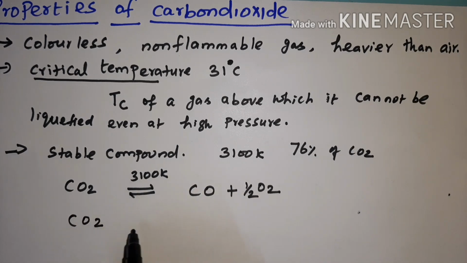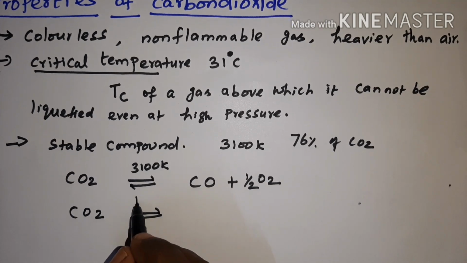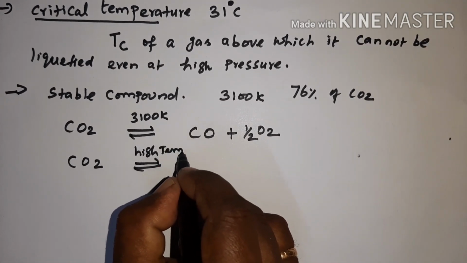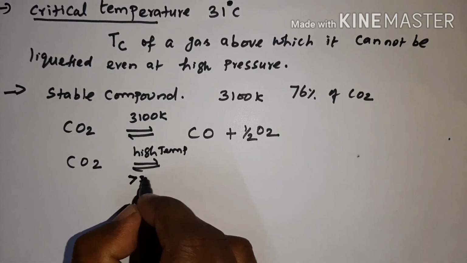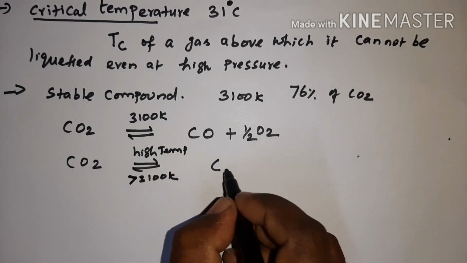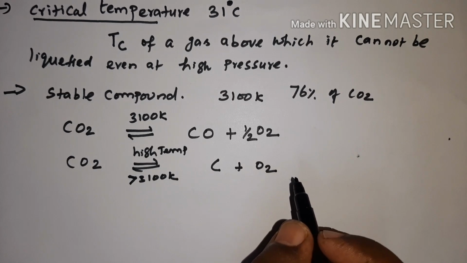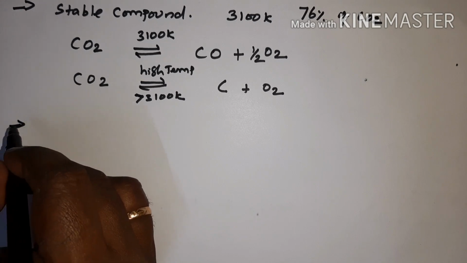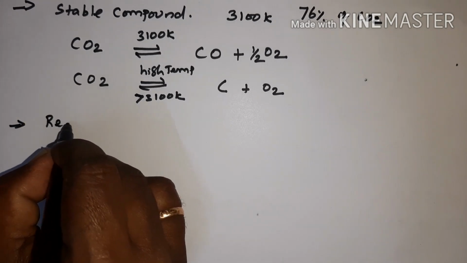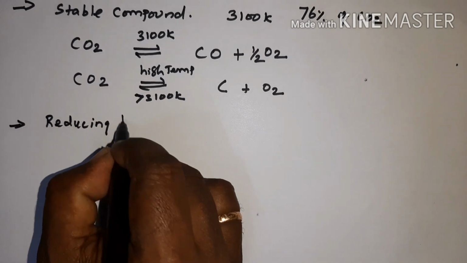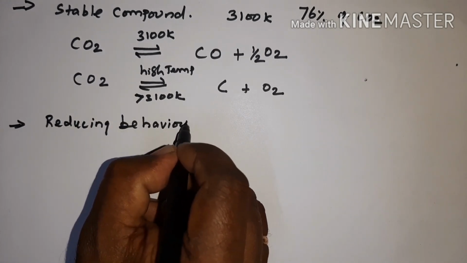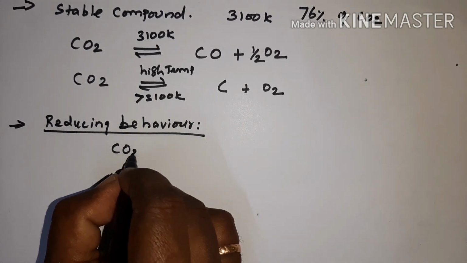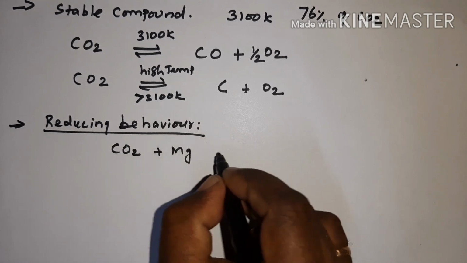So carbon dioxide heated at high temperature, greater than 3100 Kelvin, gives carbon plus oxygen. Next property of carbon dioxide is the reducing behavior. It acts as a reducing agent when it reacts with magnesium metal.